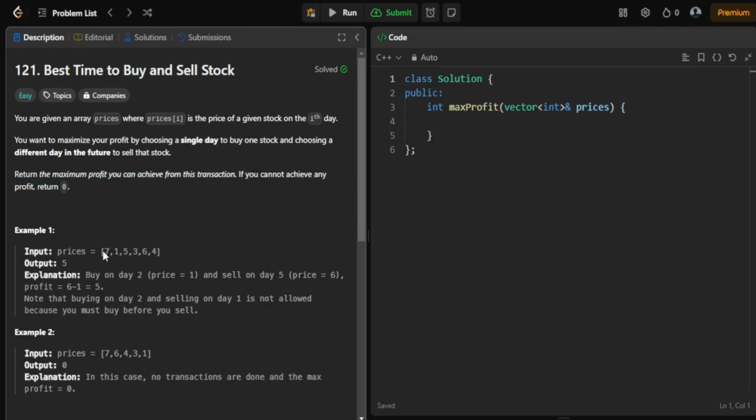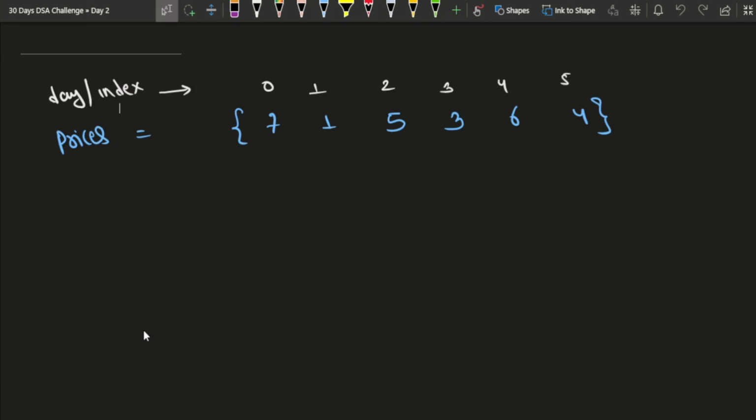So this is our question and these are some test cases. Let's analyze the problem with the test case. This is one of the test cases which was present on the question link. So this is our prices array, and this is the index, or you can also say that these are the days.